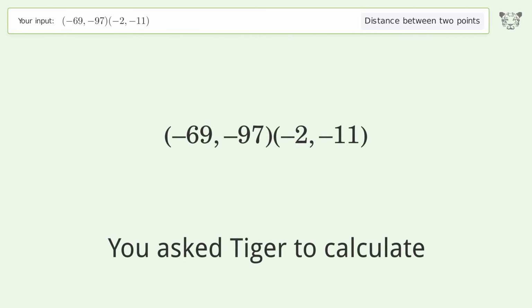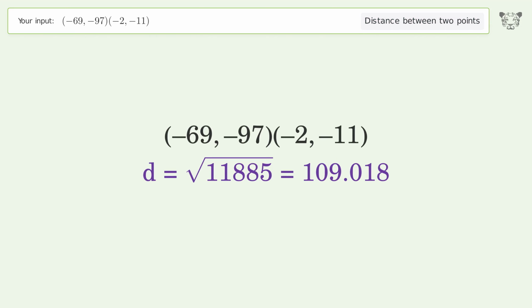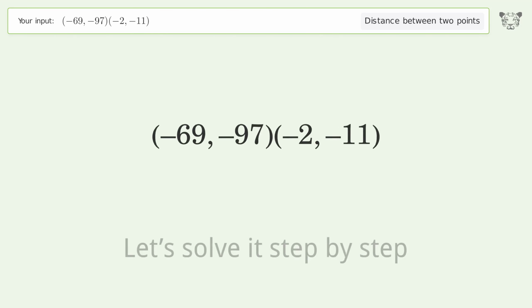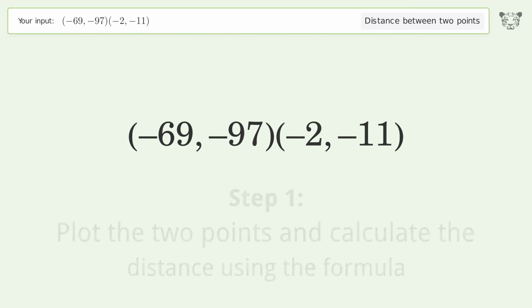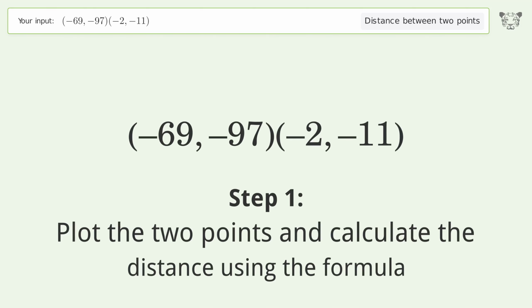You ask Tiger to calculate. This deals with the distance between 2 points. The distance between the 2 points is the square root of 11,885 or 109.018. Let's solve it step by step. Plot the 2 points and calculate the distance using the formula.